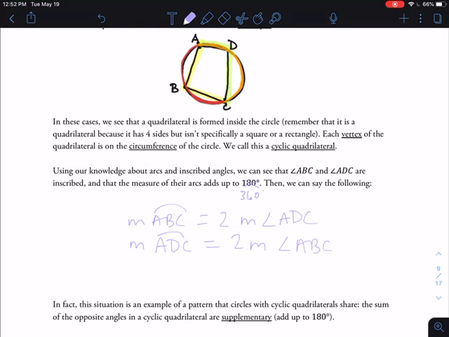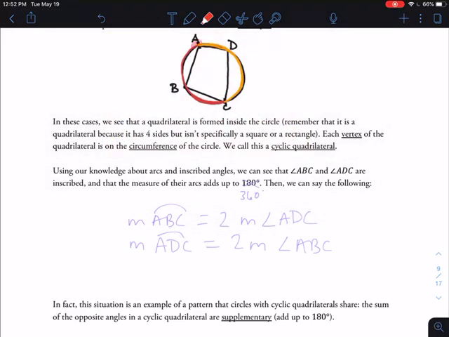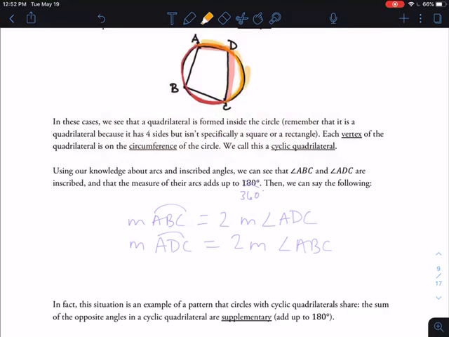So essentially, what's all this fancy gobbledygook? What did I just tell you guys? I just told you that, let me find some corresponding colors, hold on, there we go. This arc here in red is twice as big as this angle. And I also told you that this arc here in orange is twice as big as this angle, and that's from last lesson.